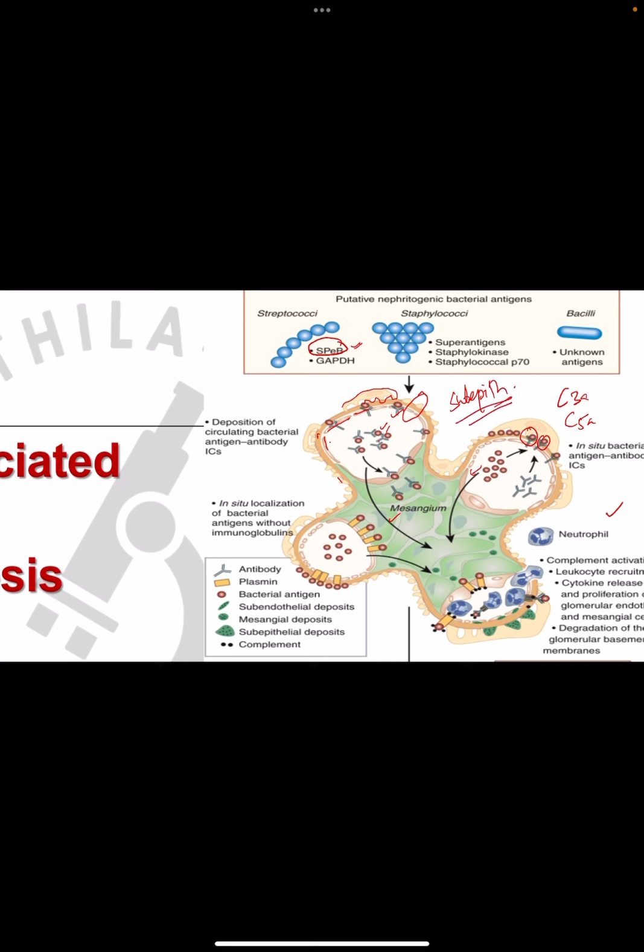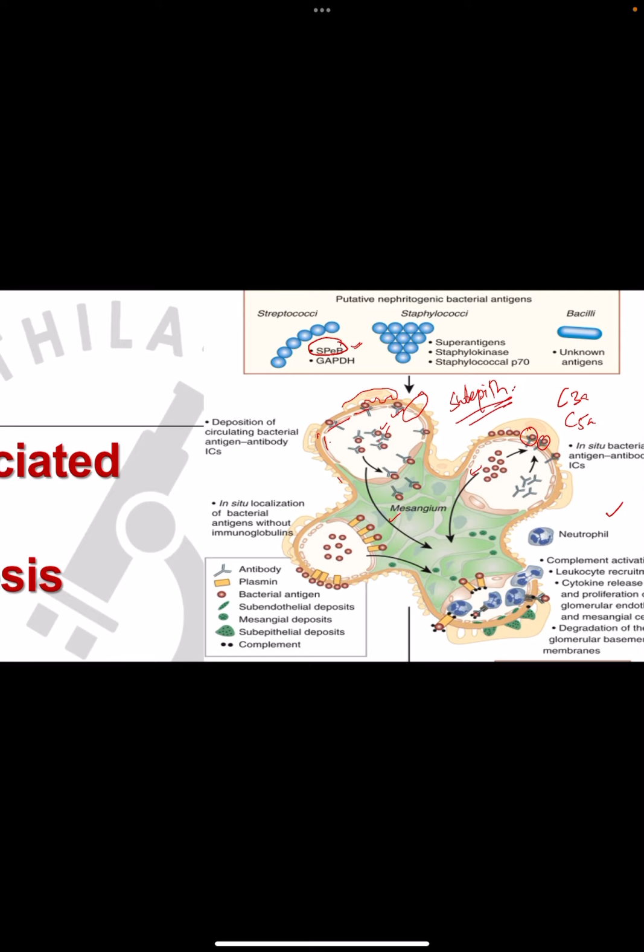So you should remember that the deposits in post-infectious glomerulonephritis are in the subepithelial location. So they are seen as humps in the electron microscopy. Also, there is one more theory that they can also be in situ immune complex formation, because these bacterial antigens do molecular mimicry with the glomerular antigens. So there can be formation of antibodies against those antigens. So they can be circulating immune complexes as well as in situ immune complexes against the planted antigens.